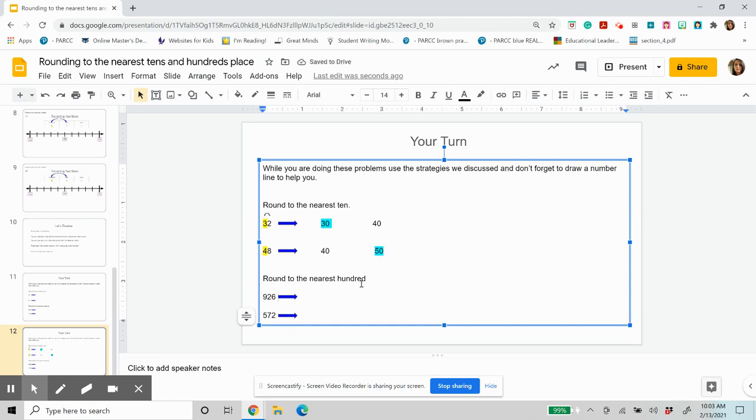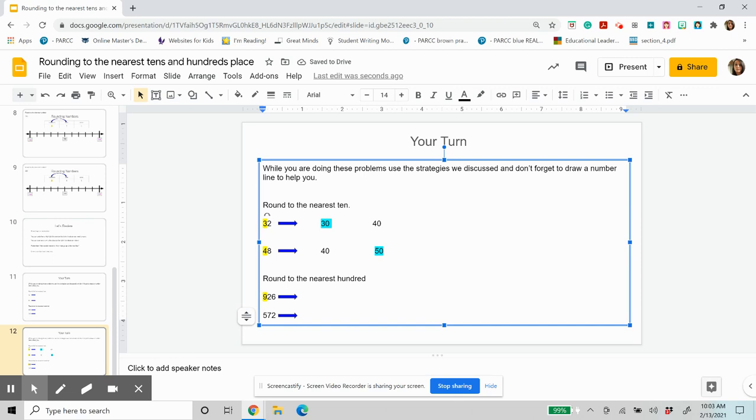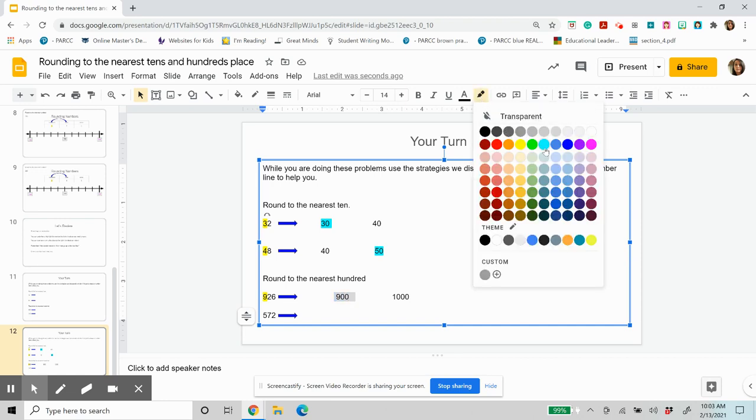Here, round to the nearest 100. So I want to highlight my 100. I know that the next number is a 2. Well, actually, let me go here first. So I highlighted my 9, so that means 900, or the next 100 up would be 1,000. So 926, I'm looking at the 2. Is 2 less than 5 or greater than 5? Well, 2 is less than 5. So 900 would be the number I rounded to.